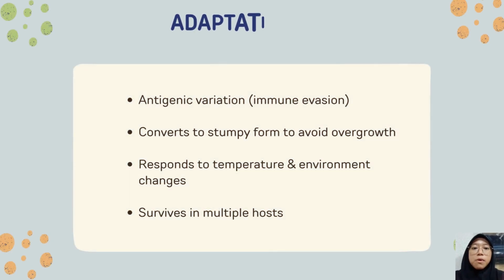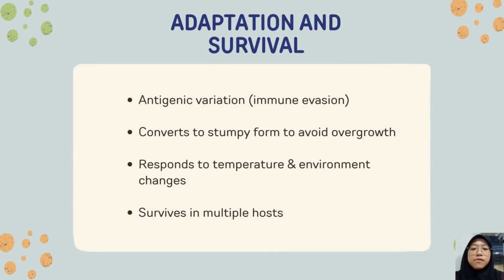The next slide is about adaptation and survival of Trypanosoma brucei. Trypanosoma brucei survives in the host for extended periods by regulating replication to avoid killing the host too quickly, and through antigenic variation or immune evasion, which is frequently changing surface proteins to escape immune detection. Through these steps, Trypanosoma brucei could survive in many hosts.